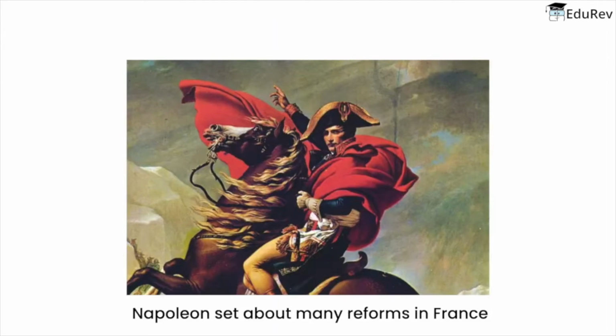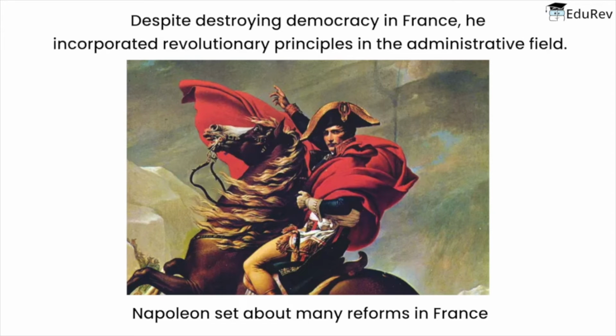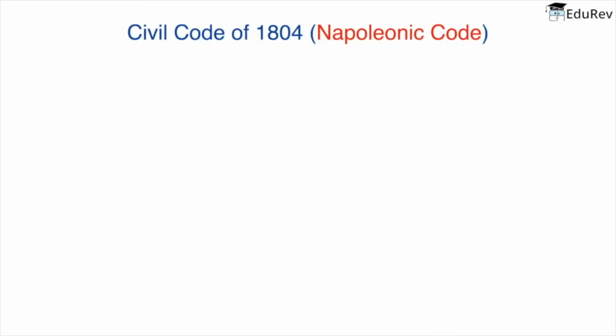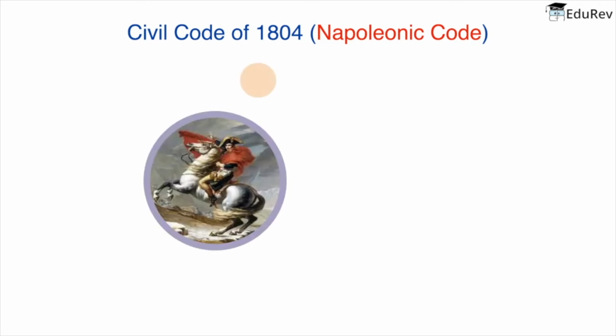Within the wide swathe of territory that came under his control, Napoleon set about introducing many of the reforms that he had already introduced in France. Through a return to monarchy, Napoleon had no doubt destroyed democracy in France. But in the administrative field, he had incorporated revolutionary principles in order to make the whole system more rational and efficient. The Civil Code of 1804, usually known as the Napoleonic Code, did away with all privileges based on birth, established equality before the law, and secured the right to property.